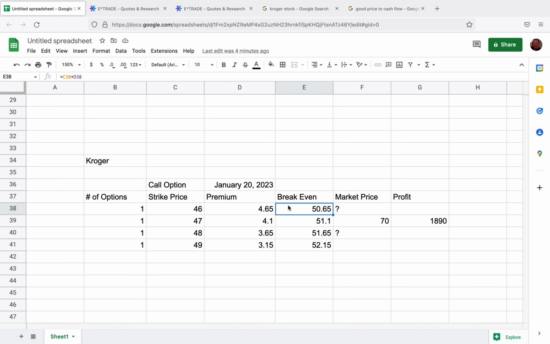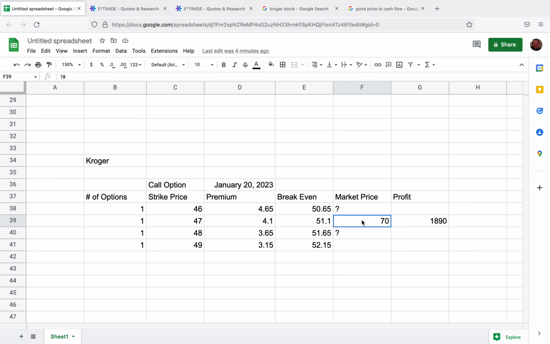So the break even, so again, the strike price is the price where the contract is executed. So you're going to have this minus or plus the premium. Like here in this case, the premium is $4.65. The break even point is $50.65. So if I buy an option with a strike price of $46 that expires in January, then if by January the price is $50.65, I broke even because I covered the premium. It's even, right? So now let's just go with this one, $47, a premium of $4.10. The break-even point is $51.10.